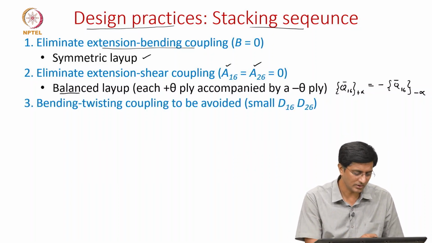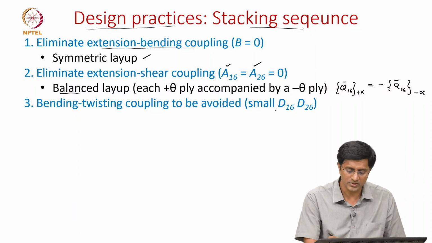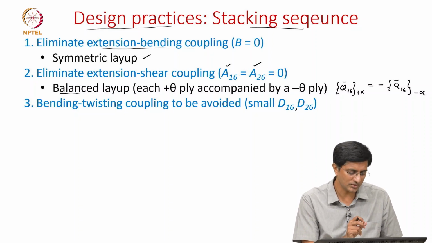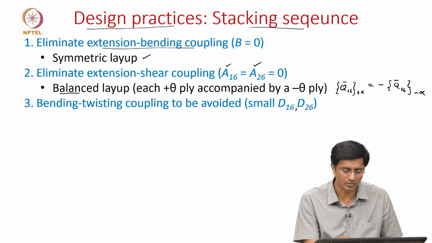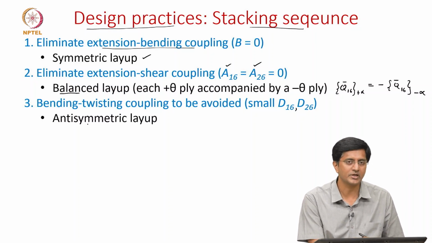Next, the other coupling we are looking at is the bending twist coupling, which is from these two elements, the D16 and the D26. There are multiple ways in which we can achieve this objective, where we can either try to avoid these or bring these values to a small value. First way is to use the antisymmetric layer.